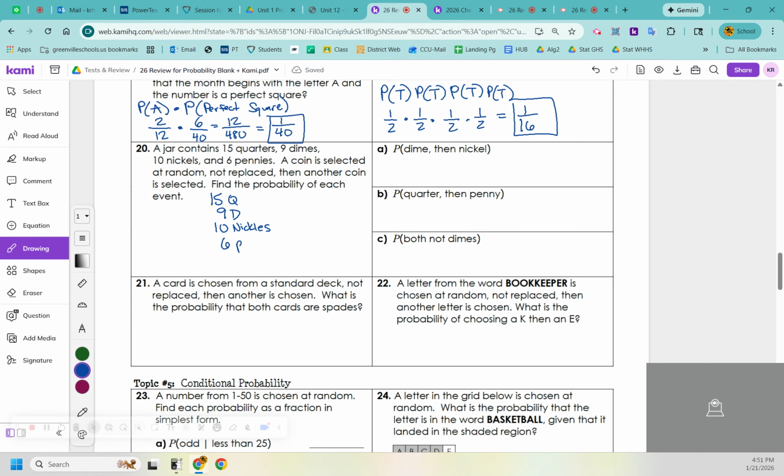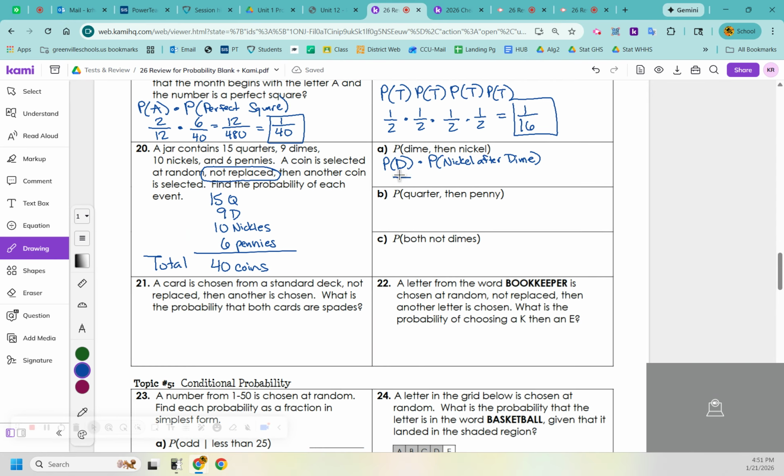A jar contains 15 quarters, 9 dimes, 10 nickels, and 6 pennies. So this jar has 15 plus 9 plus 10 plus 6, 40 coins in it total. Okay. A coin is selected at random, not replaced. So if it's not replaced, this is dependent. So this is when we're saying the probability of a dime times the probability of a nickel after the dime. This is what dependent means.